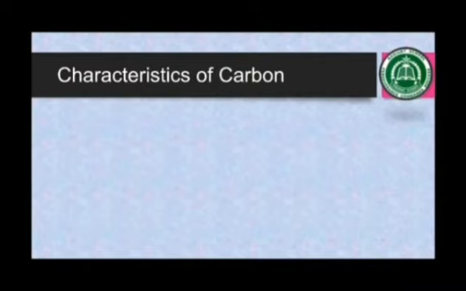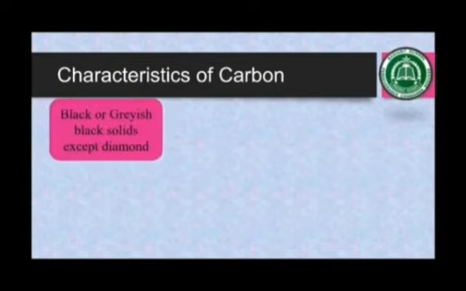Let's discuss the properties of carbon. The characteristics of carbon: different forms of carbon exist as black or grayish black solids. It has a solid state, and its color is black or grayish black, except diamond. Diamond also exists as a solid, but it occurs in a variety of colors: gray, white, blue, yellow, red, orange, green, pink to purple, brown.